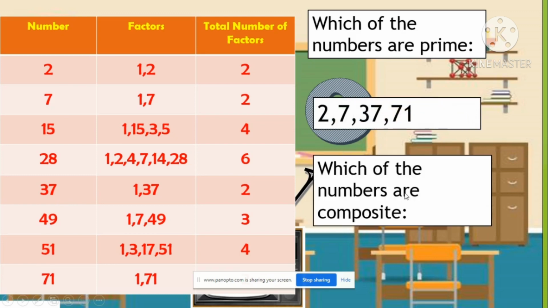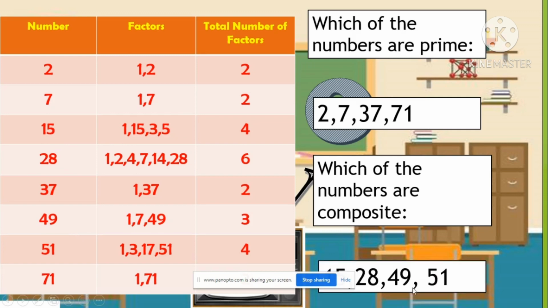Next question. Which of the numbers are composite? Pag sinabi natin composite, yung factors niya is more than 2 factors. Ibig sabihin 3 pataas. So yung answer dito is si 15, 28, 49, at 51. And that's all. Thank you.